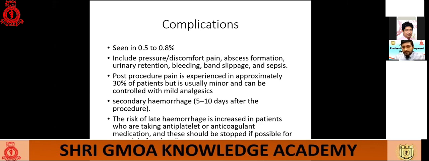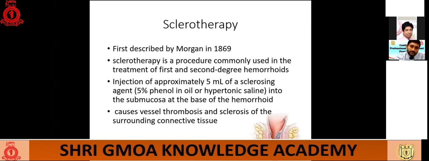So mainly pain, and sometimes you can get urinary retention in the acute period, and bleeding after band slippage can occur. We have to advise the patients that after about 5 to 10 days, once the hemorrhoid sloughs off, you can get secondary hemorrhage. So we have to always educate the patients about this. And because of the secondary hemorrhage, we have to stop patients who are on antiplatelets and anticoagulants 1 week before, because patients on these blood thinners are at higher risk of secondary bleeding. And it has a very good success rate, 50 to 100%.